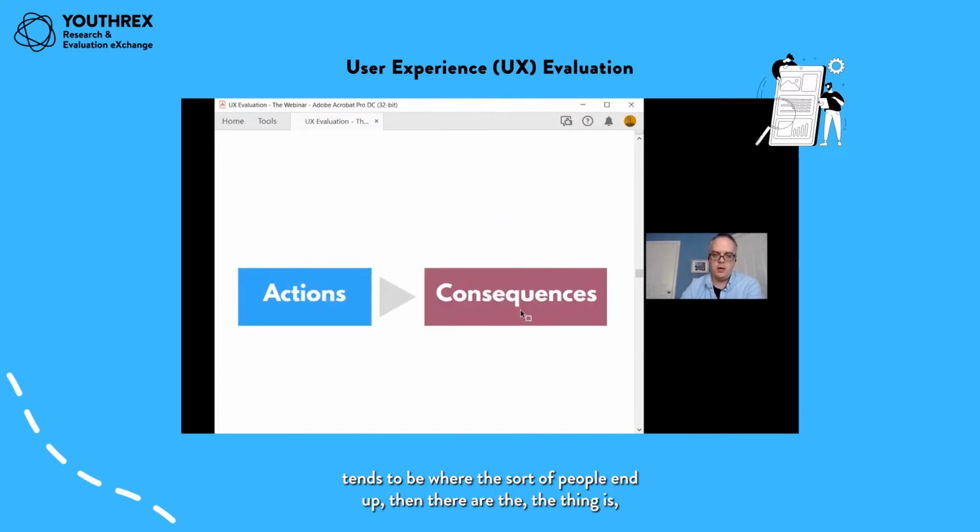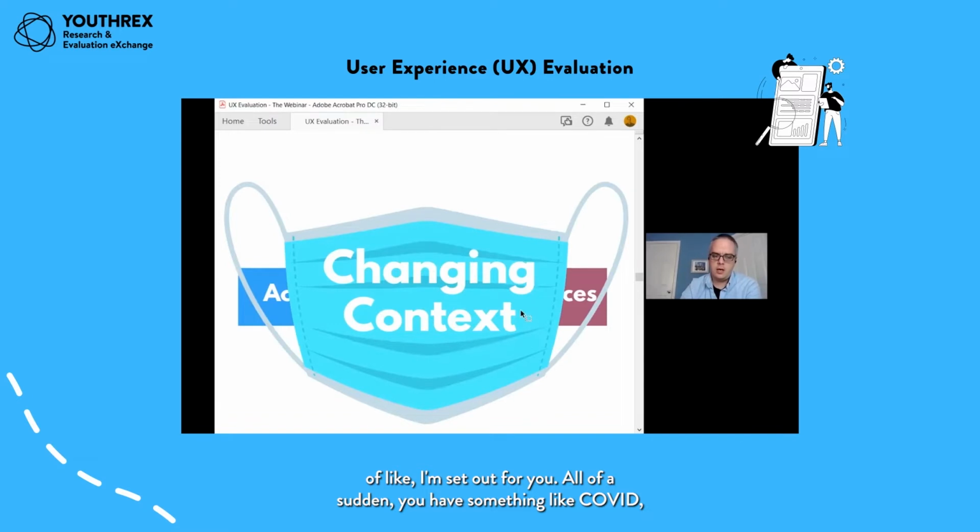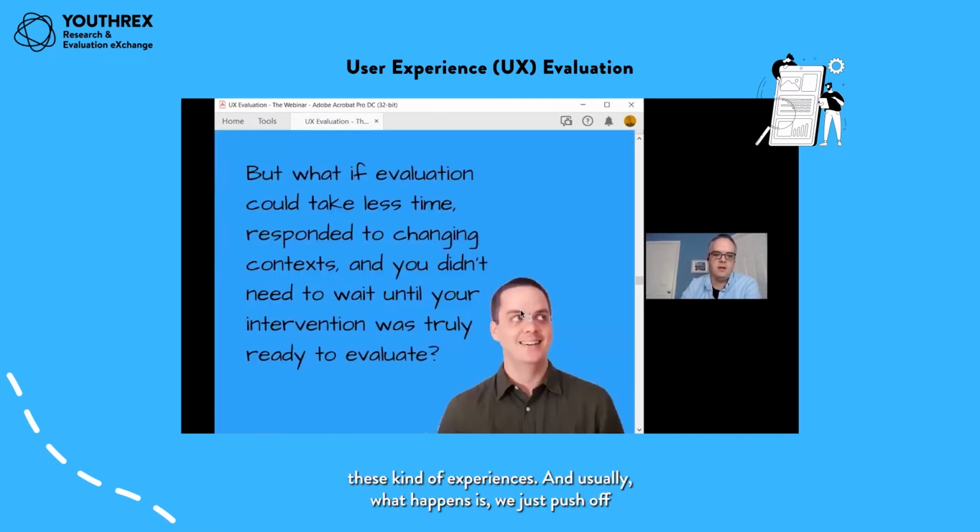Then, even if you do have actions and consequences and you figure it out, and you have your intervention and your activities, and everything's set out for you, all of a sudden you have something like COVID and it changes context. Now that in-person meeting you've been planning for months needs to go virtual, the context completely changes, and the activities you had planned are just not going to work like you have them set up. So how do you evaluate in these kinds of experiences?